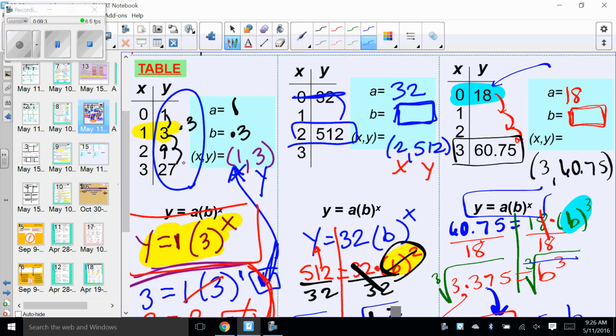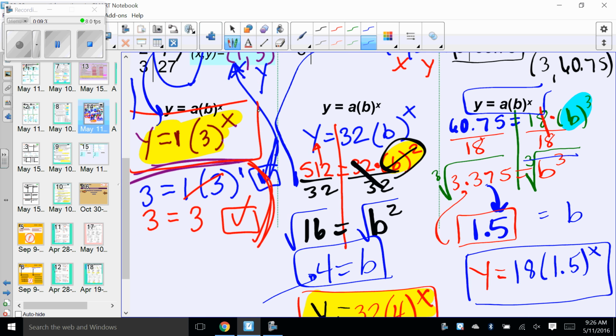Given a table, how do you write the equation?